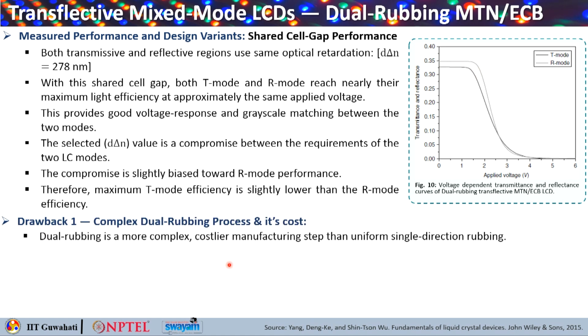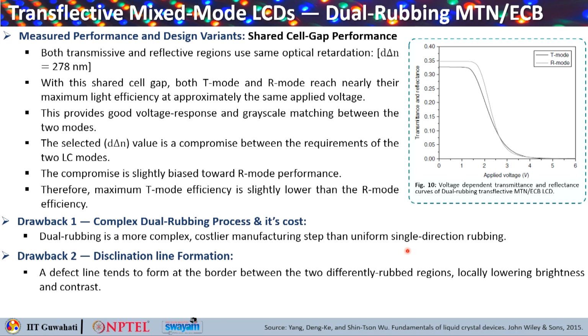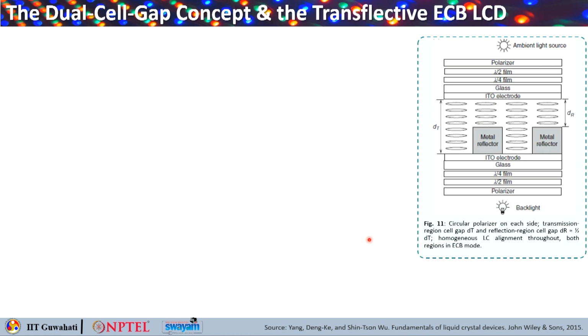Now there are some costs associated with this method as well. Dual rubbing is a complex method and it's a costlier step than a uniform single direction rubbing. The second thing is the disclination line formation. A defect line basically tends to form at the border between two differently rubbed regions. That will lower the brightness and the contrast of that region, so there will be some local disturbance.